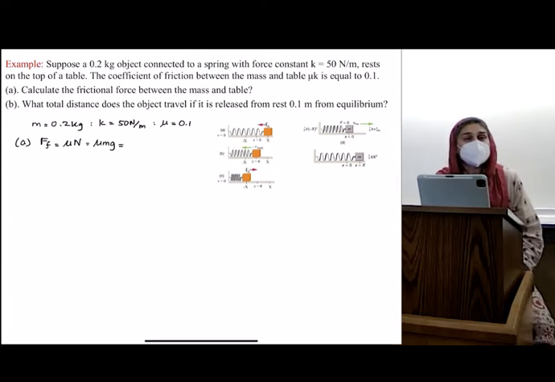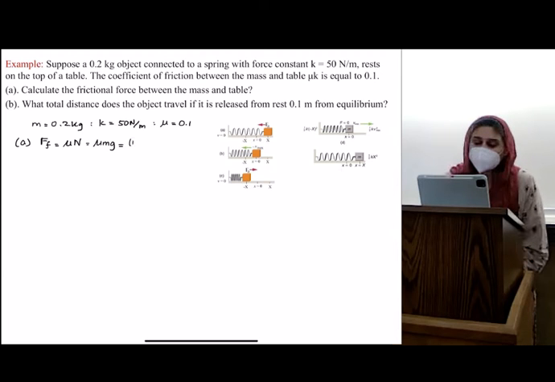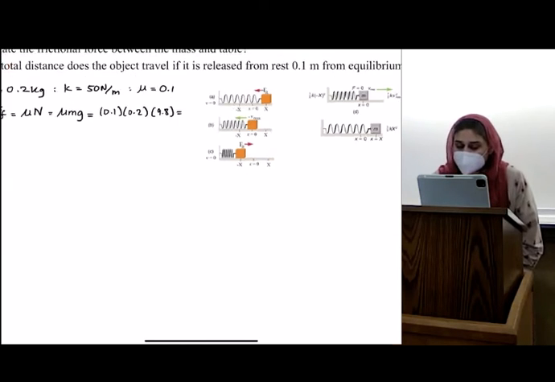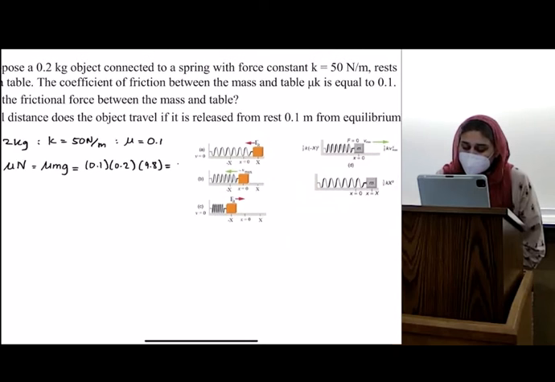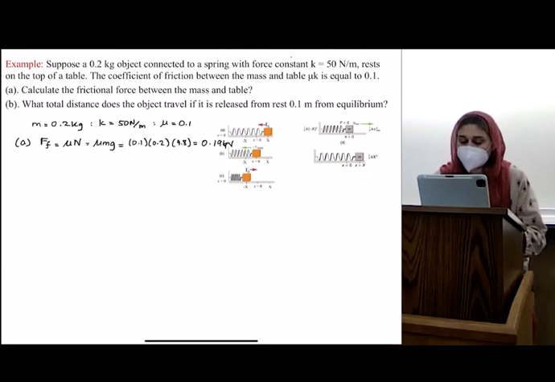Do you have mu? Do you have m? Do you have g? Plug numbers in and let me know. It will be 0.1, 0.2, and 9.8. Anyone have an answer for me? Say that again. 0.196 newtons.